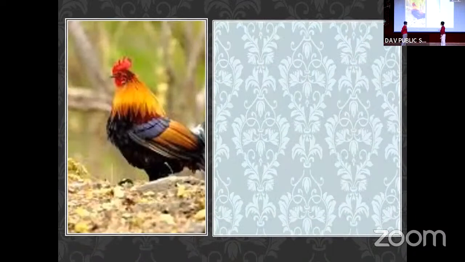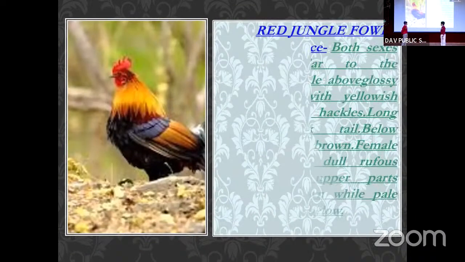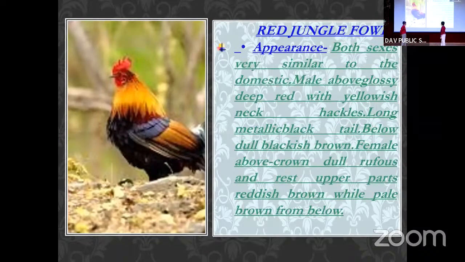Do you know what this is? This is a red junglefowl. Its appearance is that both the female and male look the same. But the main difference is that the female has a black neck, but the male has a yellowish one. Friends, can you identify which kind of bird it is? Yes, this is a male, because it has some yellowish part on its neck. Next.